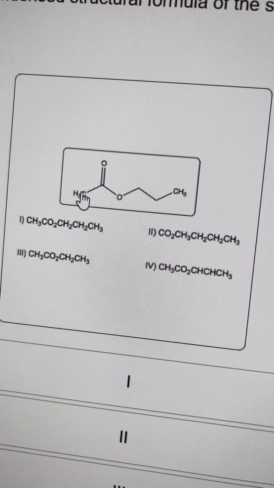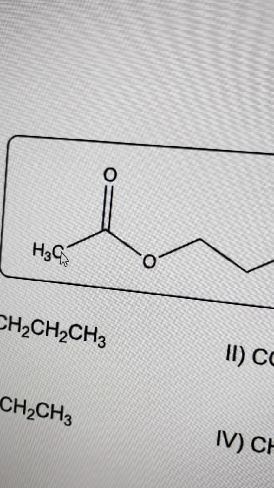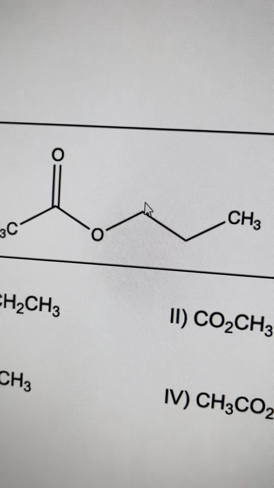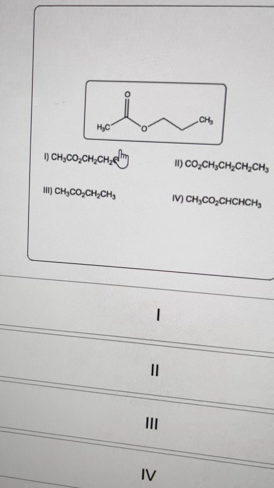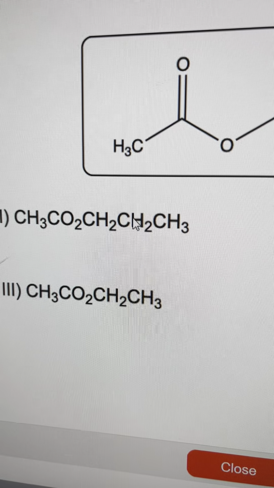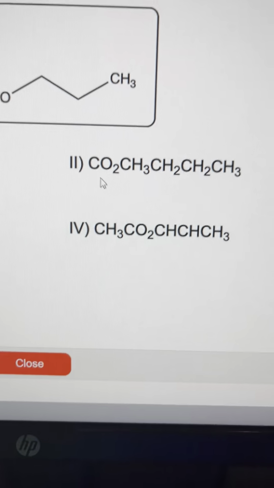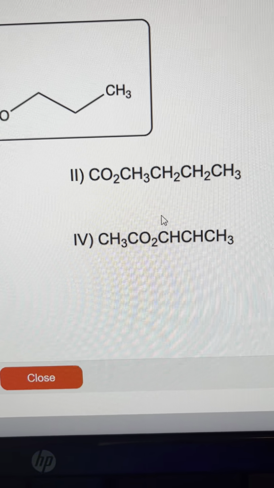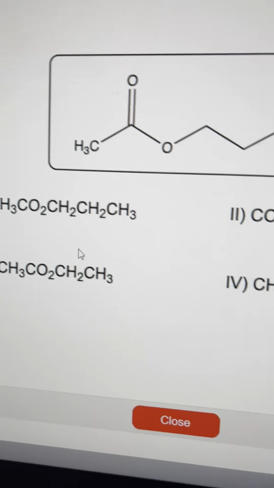With structures like these, count how many C's there are. There's 1, 2. We can't count this one because it doesn't know. 3, 4, 5. So look for the one that has 5 C's in it. This one has 1, 2, 3, 5, could be that one. 1, 2, 3, 4, can't be that one. 1, 2, 3, 4, 5, could be that one. 1, 2, 3, 4, 5, could be this one. So we just know it's not that one.